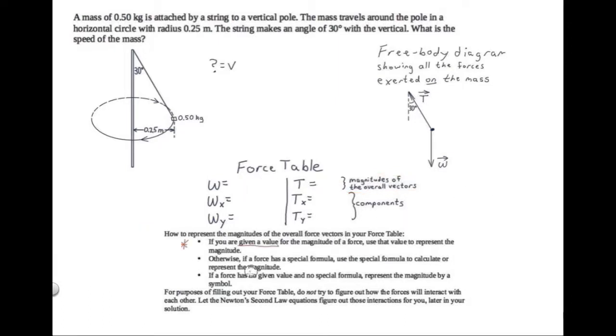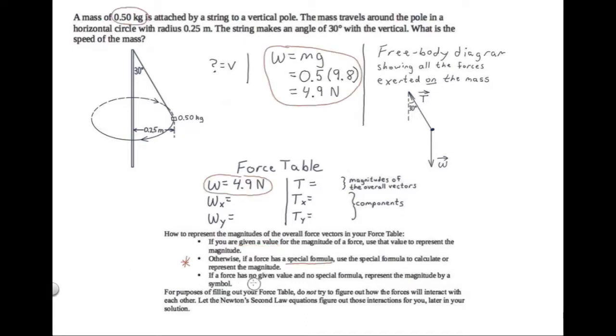First of all, we notice that we have not been given a value for the magnitude of either the weight force or the tension force in the problem. Next, we remember that there is a special formula for representing the magnitude of the overall weight force. Here's that special formula, W equals mg. We can calculate that the magnitude of the overall weight force is 4.9 newtons, and we record that here in the first row of our force table.